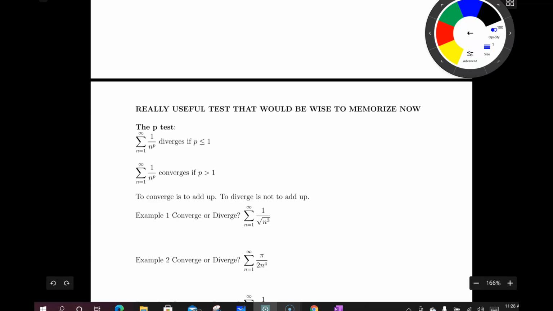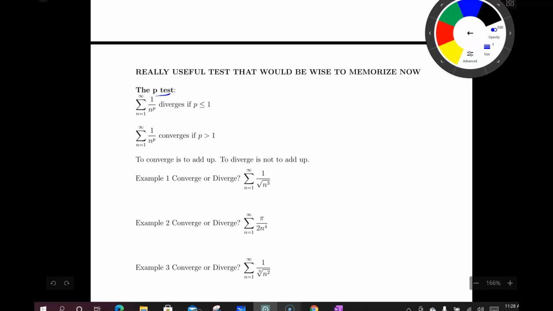Okay, so remember there's the p-test. Let me just go over the p-test again. The p-test we're going to use so often, I want you to actually be bored with it, so that it's so straightforward and you recognize it so easily. So this here, power, nth third power, square root. This power over root, rewrite this so you can see what the p is equal to. I see the p is equal to 3/2, which is bigger than 1. So you say converge by p-test.